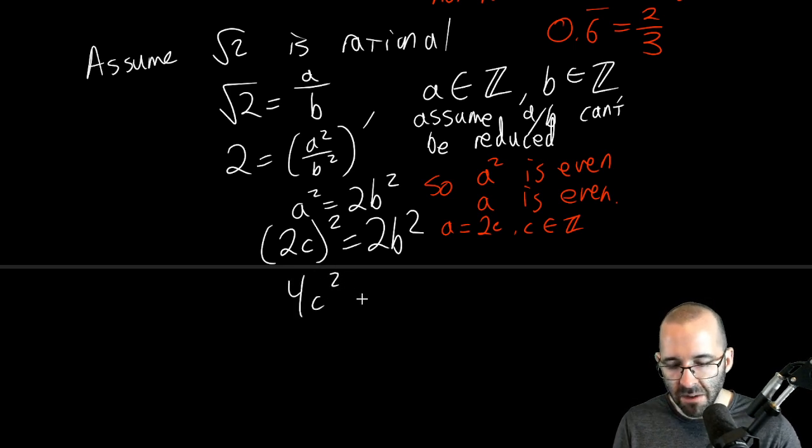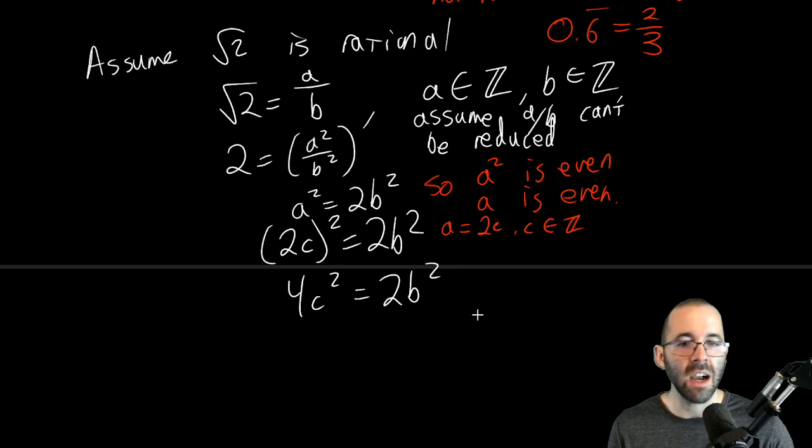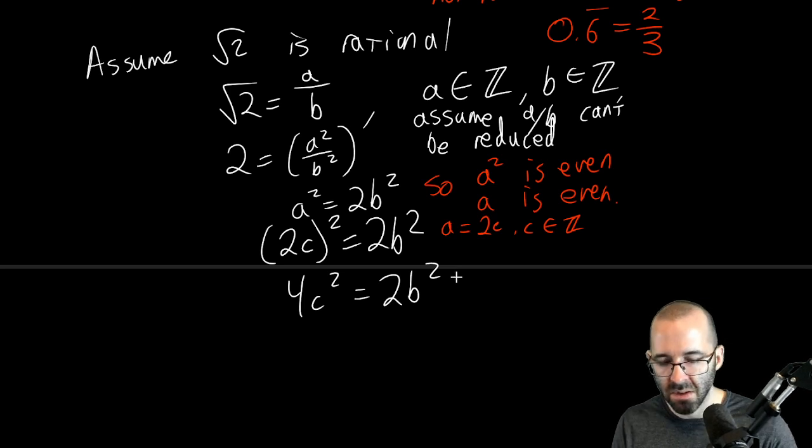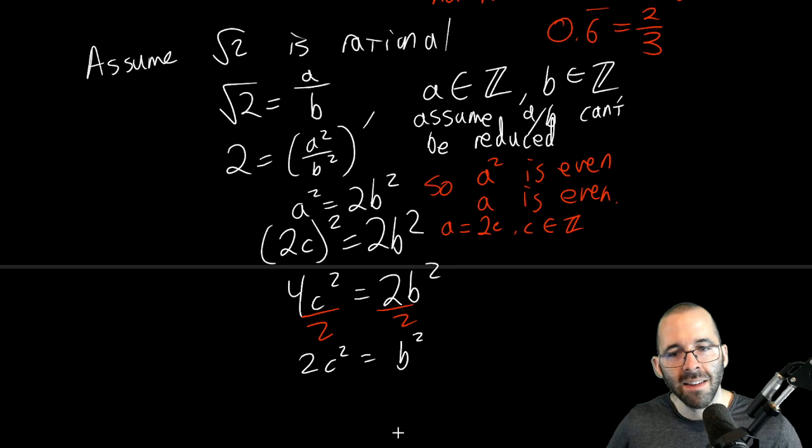And then we square things. We get 4c squared is equal to 2b squared. All right, we can divide both sides by 2, no problem. Right? If we divide both sides by 2, what do we get? We get something very interesting here. We get that b squared is also an even number.